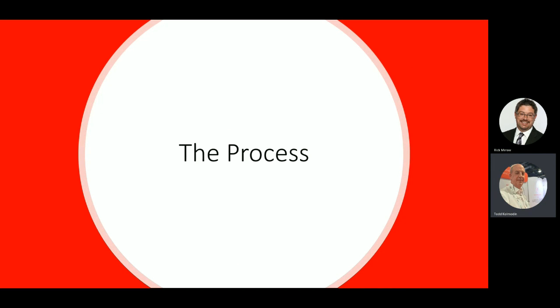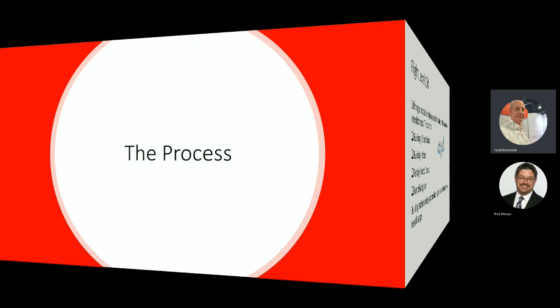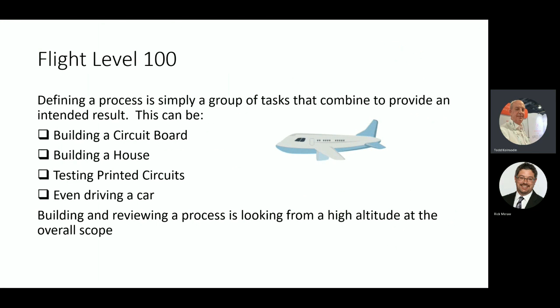All right. The process. When we talk about a process, it can be thought about as looking at a group of tasks that all come together for the intended result. What we're looking at is an overview. These are all the steps combined, and these could be like building a circuit board. It could be building a house. They could be testing printed circuits, even driving a car. All these different tasks, starting the engine or building the foundation, are different steps that all combine in the process to come up with what's called your final result.